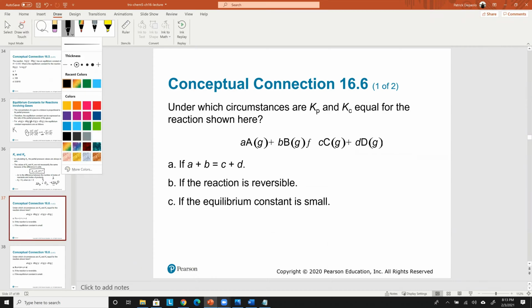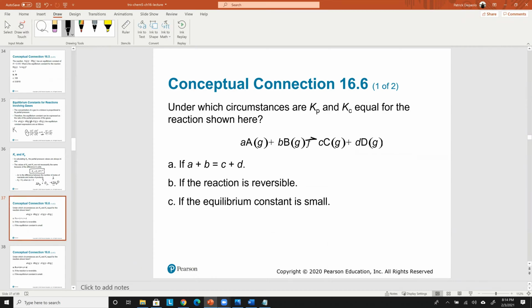Okay, so here's another conceptual question. Under which circumstances are Kp and Kc equal for this reaction? Take a minute to think about it. It's a gaseous reaction, so think about it.